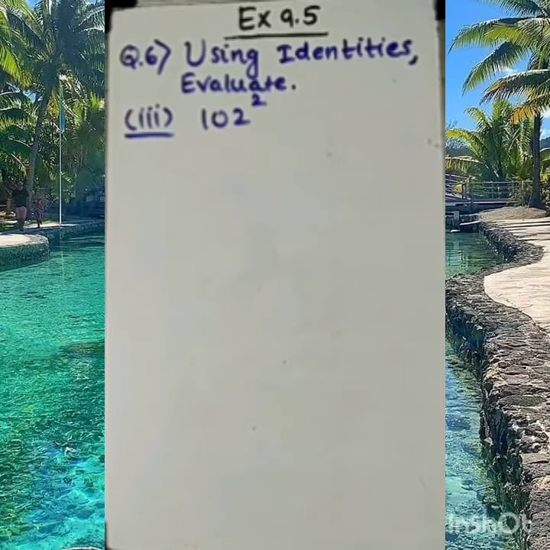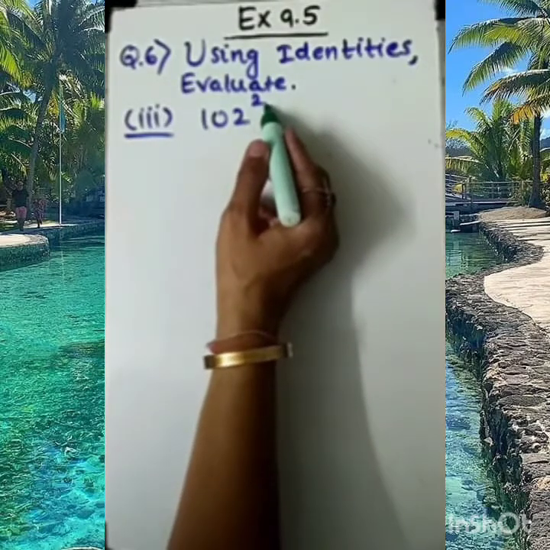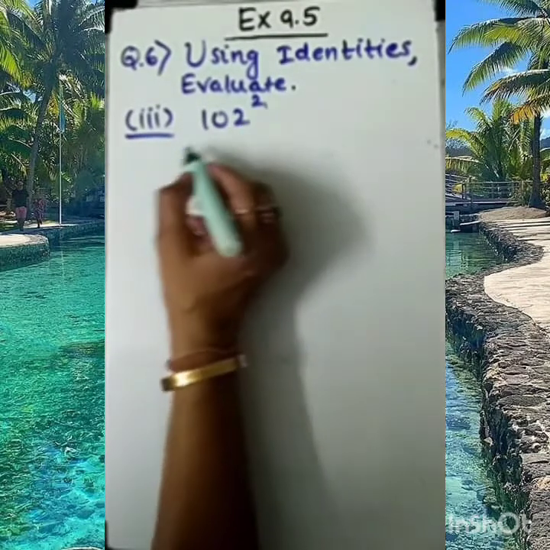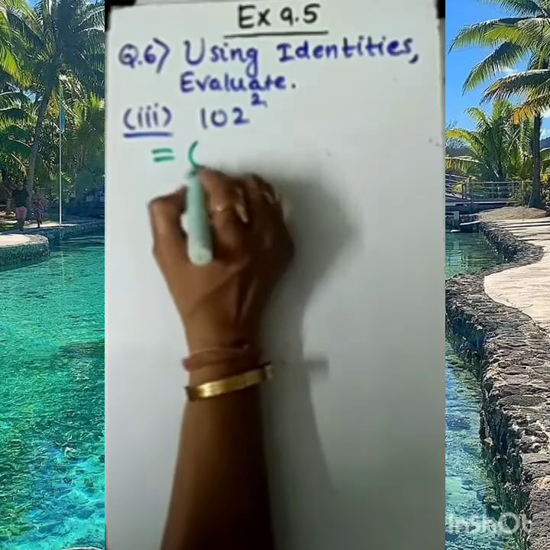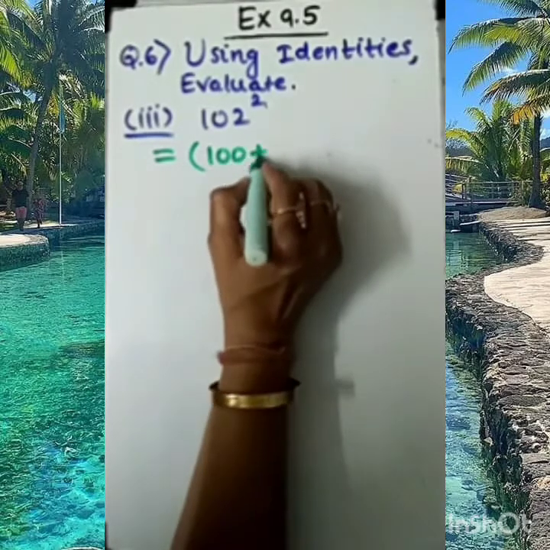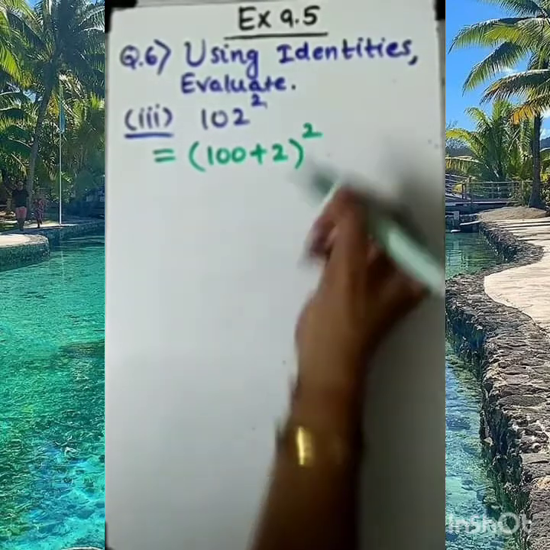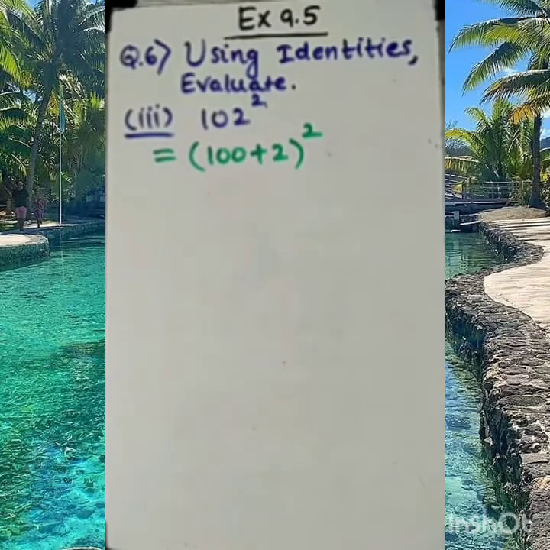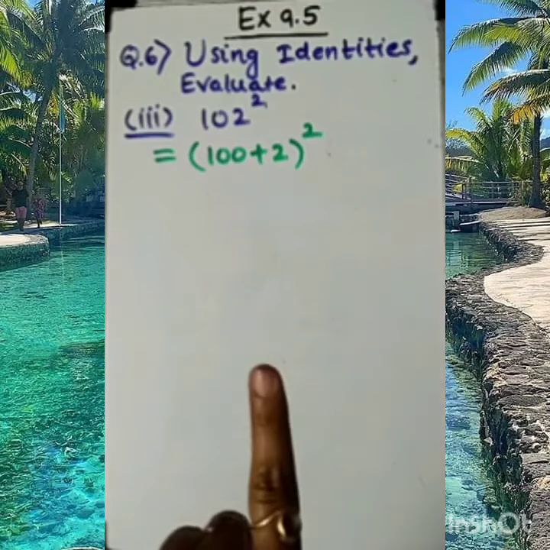So my dear student, what is the third part? 102 whole square. How to evaluate 102 whole square? As we know, 102 can be written as 100 plus 2, and this whole square. As there is a plus sign and the square, we need to apply the first identity here.